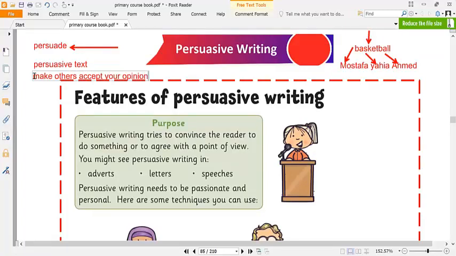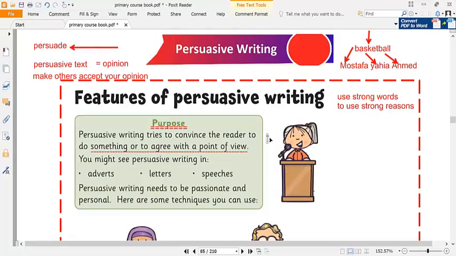Okay, so how can Kareem persuade Mustafa or Yahya or Ahmed to play with him when they refuse? Mustafa, Ahmed and Yahya don't want to play, they refuse the idea. So for Kareem to persuade us, to make others accept your opinion, he has only one option. What is this option? To use strong words and strong reasons. Because if he doesn't have strong reasons, he won't be able to persuade me.